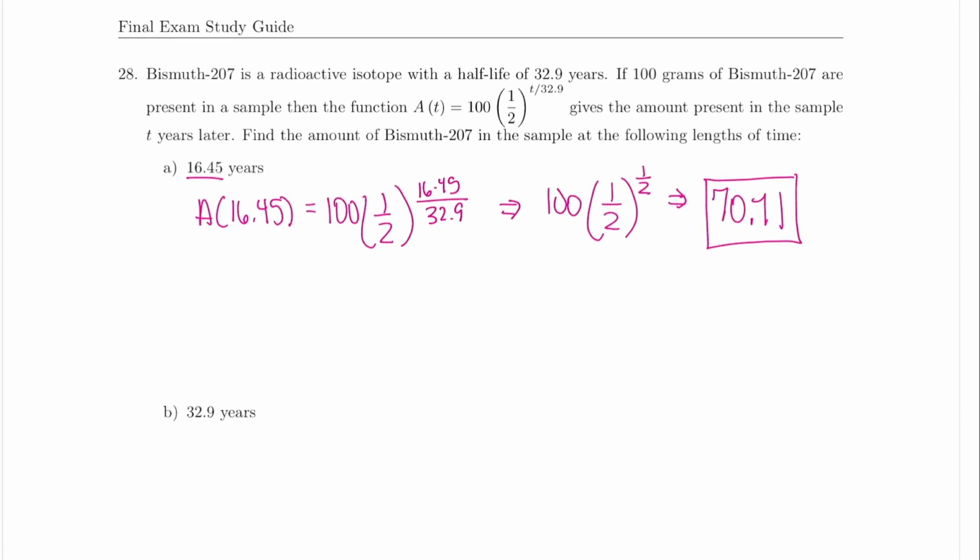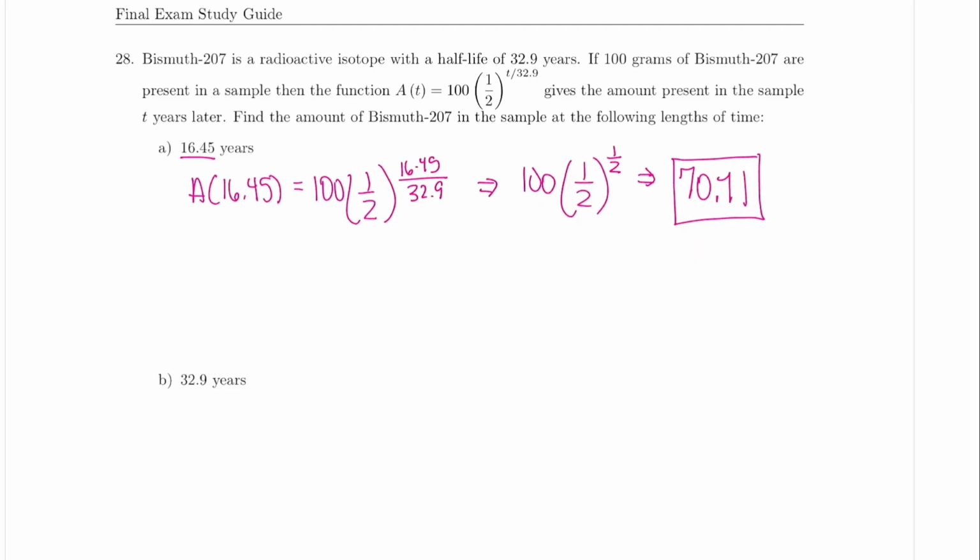Okay, now we have to figure out at 32.9 years. Well, that's just going to be 100 times 1/2 to the first power, because 32.9 divided by 32.9 is 1. So this is going to be 50.